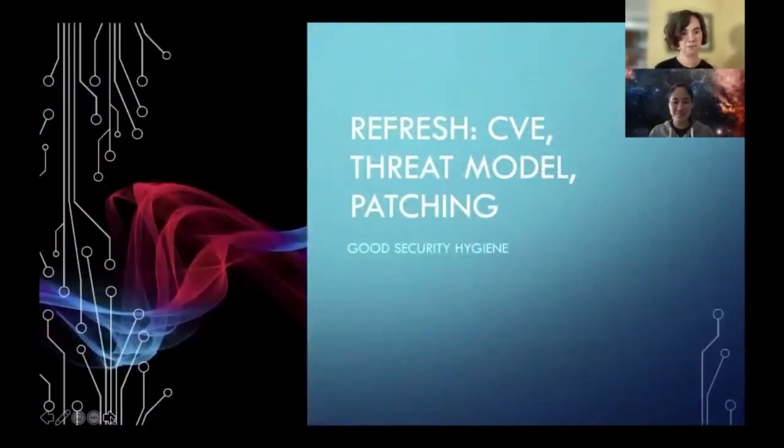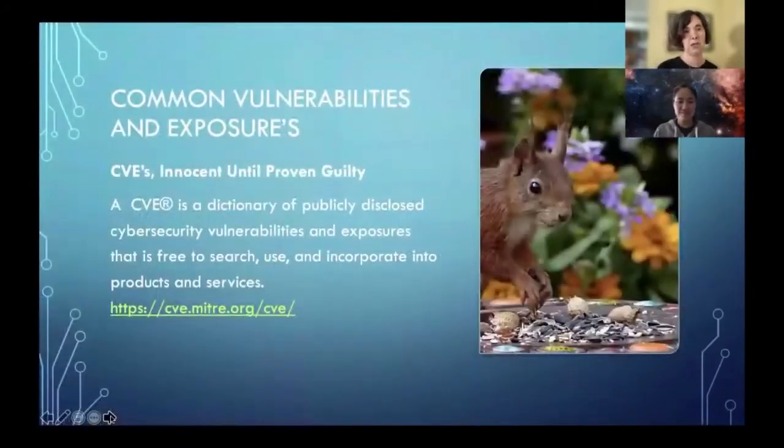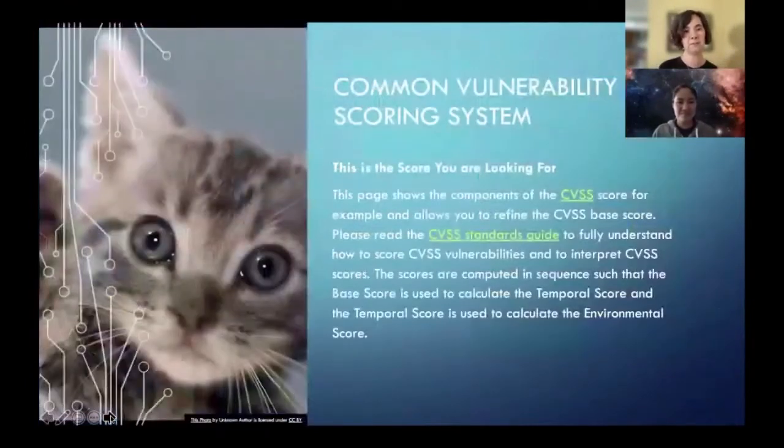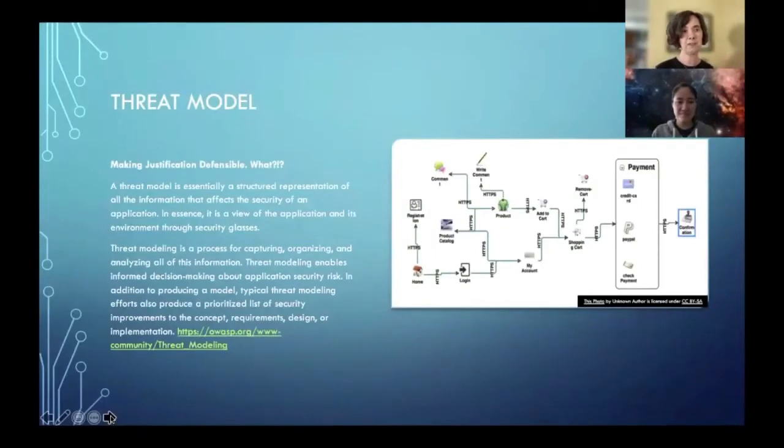So I'm going to zoom through this because this is just a refresh. Common vulnerabilities and exposures, those are all innocent until proven guilty. The Common Vulnerability Scoring System is the scoring system that you use to identify the score that a CVE came with, and whether or not that matches with your application stack. One of the ways that you do that is via a threat model. The threat model essentially is the justification, making it defensible, for you to decide if something is or is not a high rated CVE.